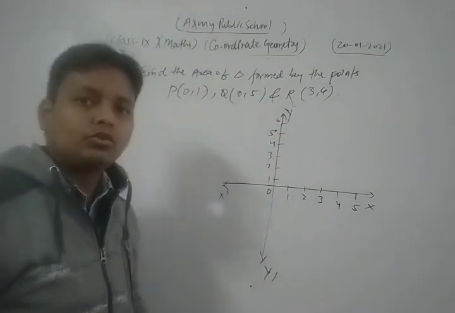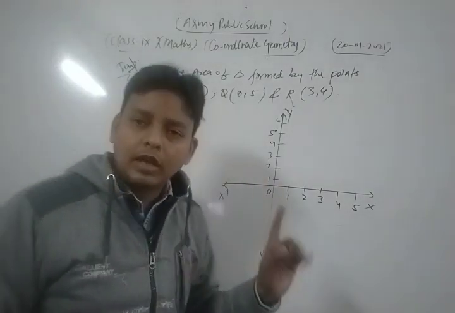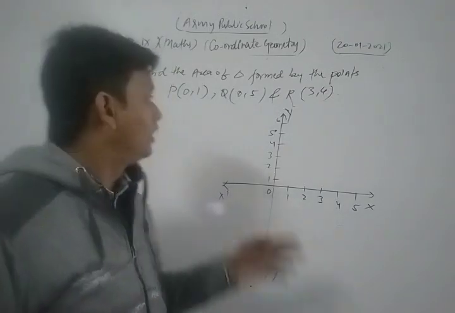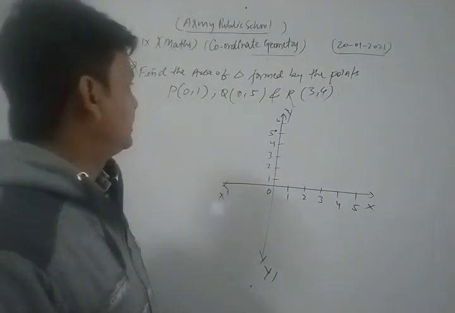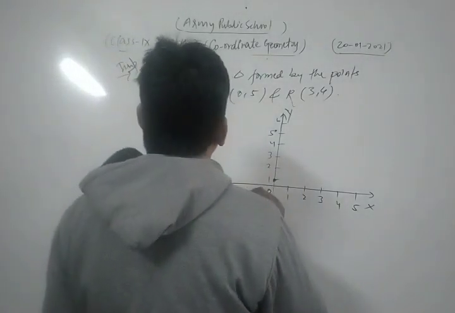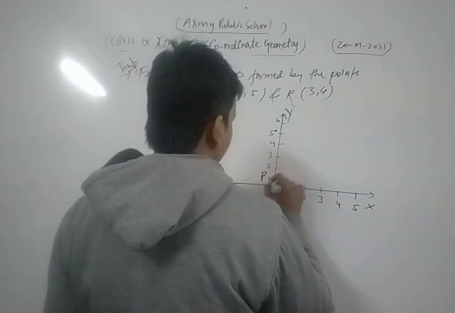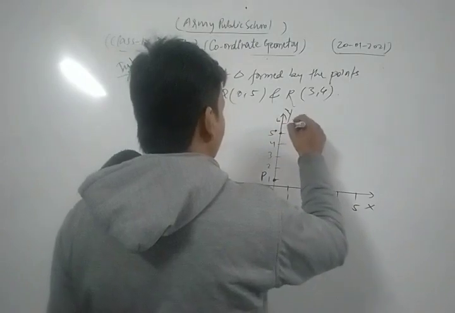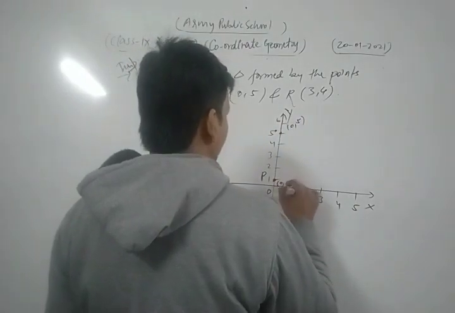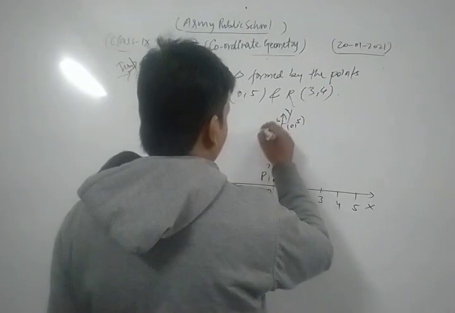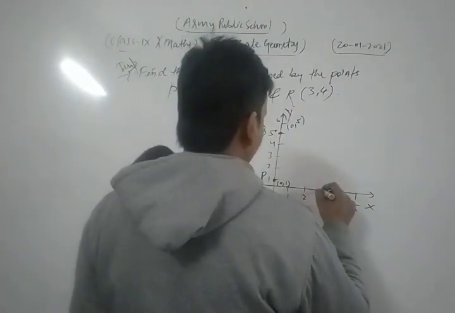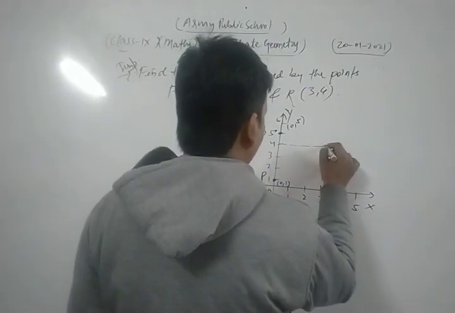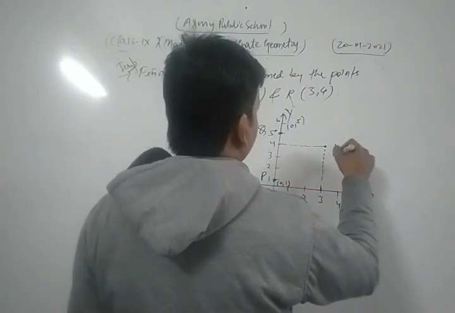First of all, we look at the point 0, 1. 0 is the abscissa, so you know that abscissa 0 means it is on the y-axis. So the point P lies here, 0, 1. Then 0, 5 is located at this place, this is Q. Now R is 3, 4, so the point 3, 4 is here. This is R.